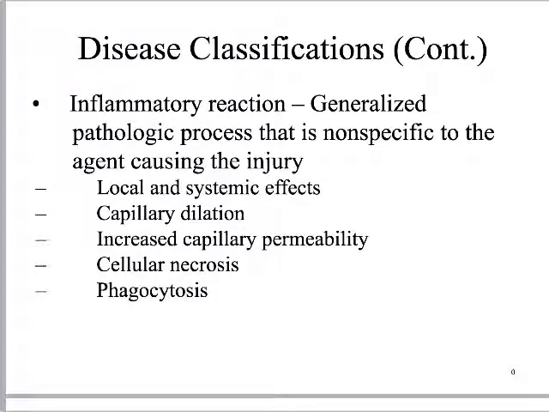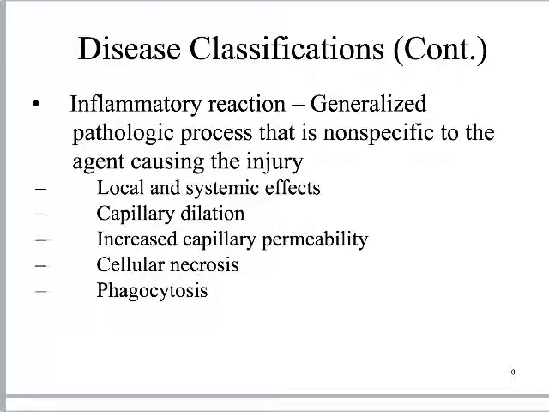Now, one other thing to consider is this inflammatory reaction. I'm moving on from classification here, and we're going to talk a little bit about inflammation and break that out. This is on page 10 and 11, I think, in our textbook. If we have a generalized pathologic process, it's nonspecific. This is an inflammatory reaction. It can have both local and systemic effects, so it can be in a particular area, or it can spread throughout the entire body. The whole body could have a fever, or there could just be heat in this one area.